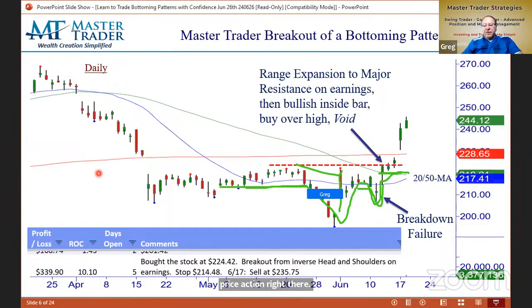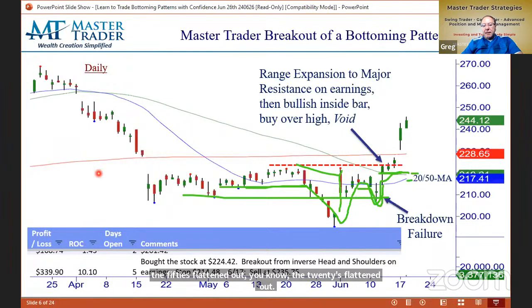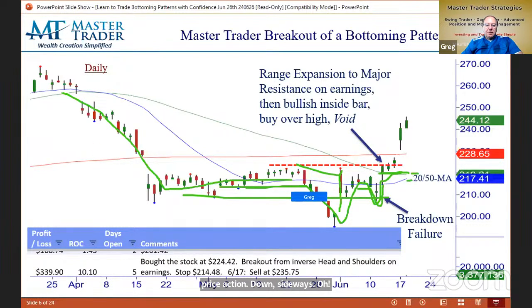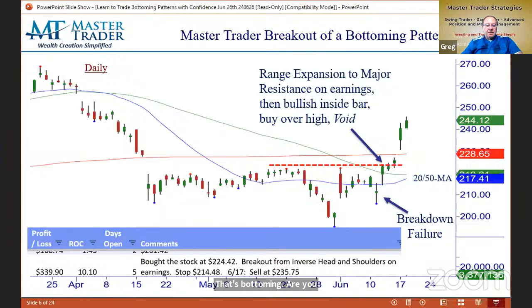And so here, the 50s flattened out, the 20s flattened out. So you've got this longer consolidation. But look at the price action. Down, sideways. Oh, that's bottoming. Oh, you guys like this? Maybe you and Dan don't want to talk about this bottoming action that didn't work out? Bottoming action is treacherous, and this wasn't even any kind of big moves. I don't know if you got any in here, Dan, but some of these that come off of bottoms look like they're going to the moon and come all the way back down again.